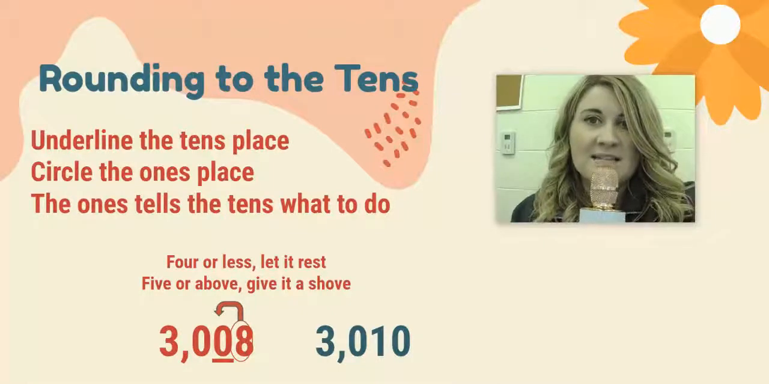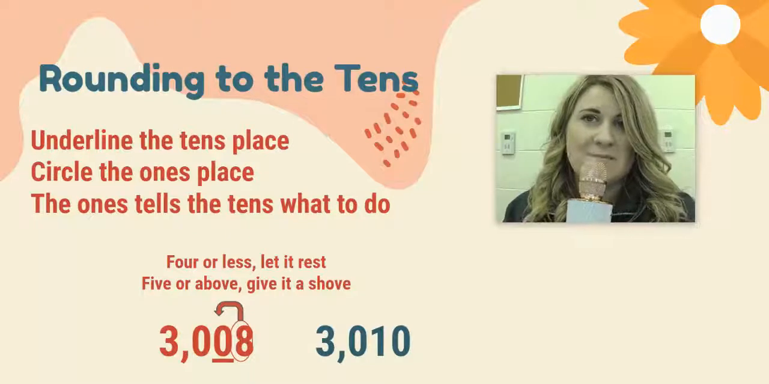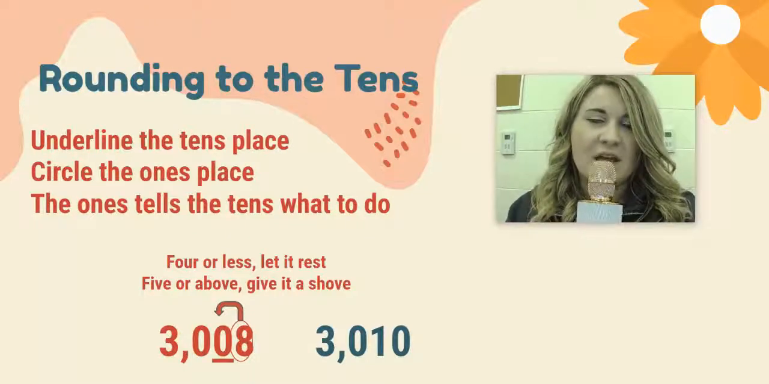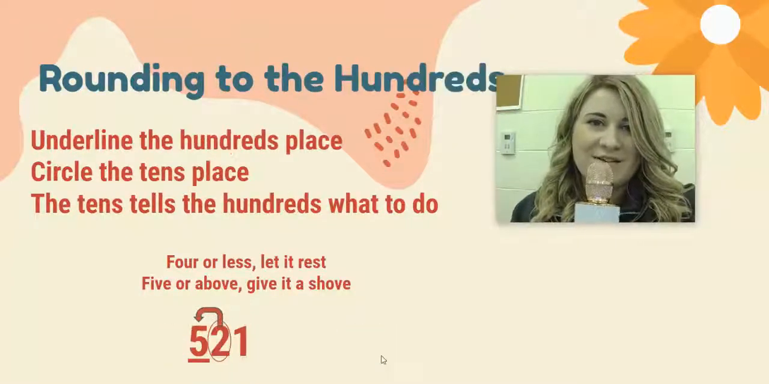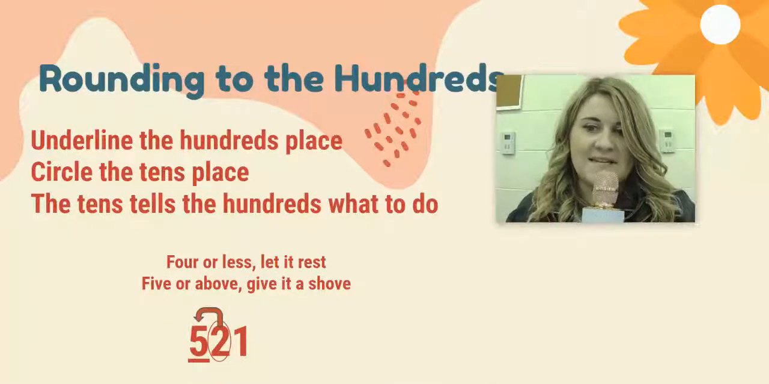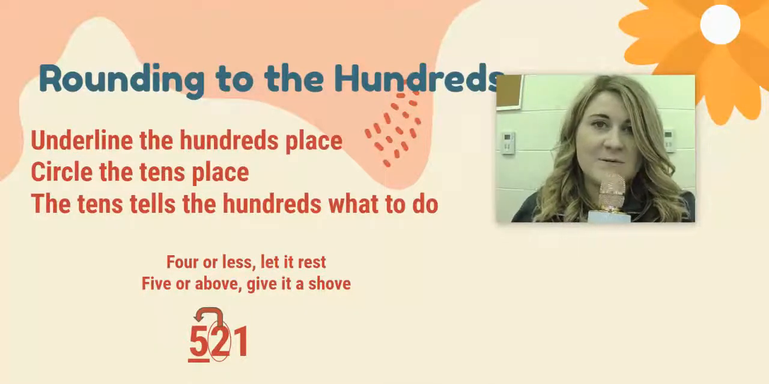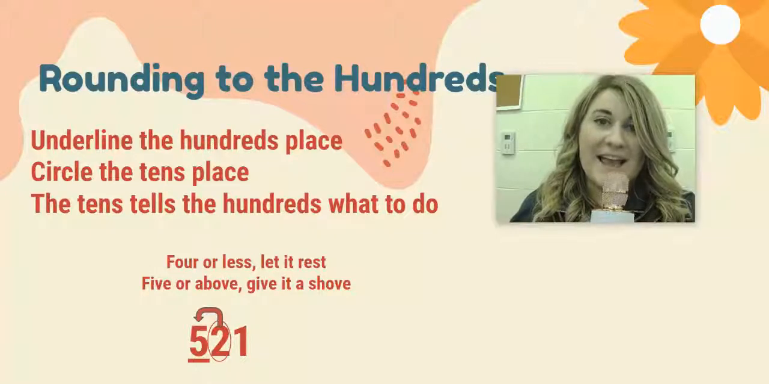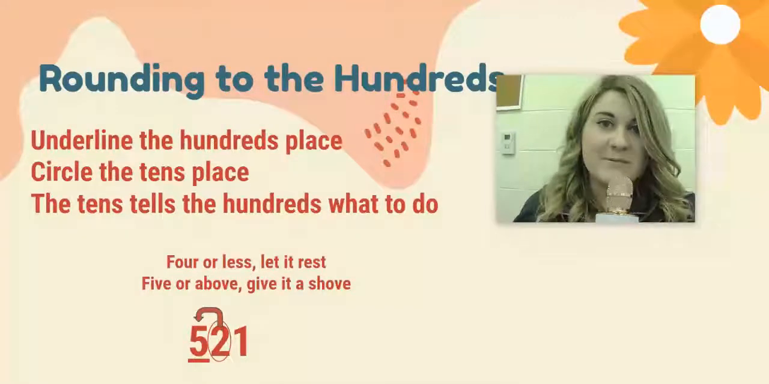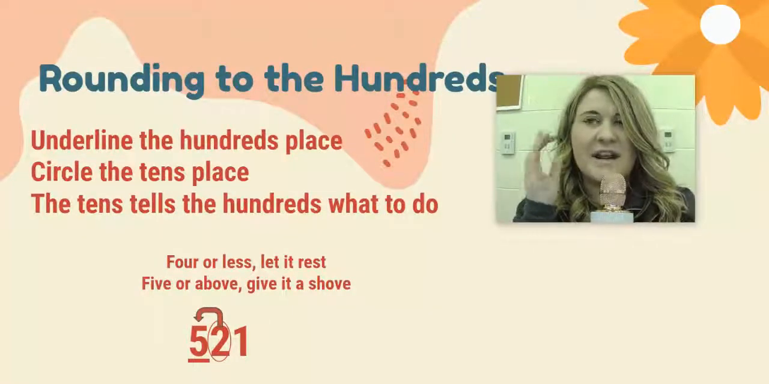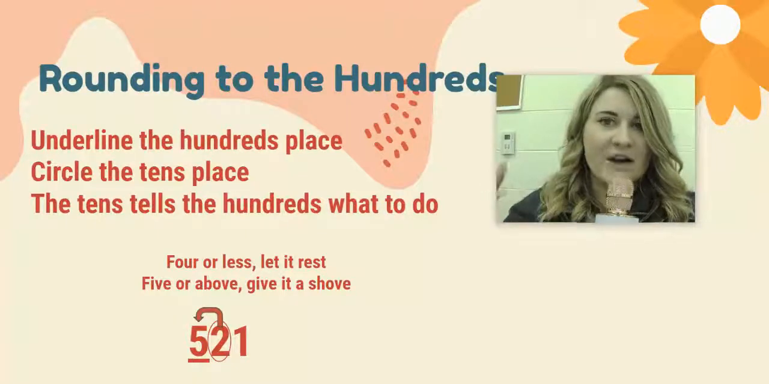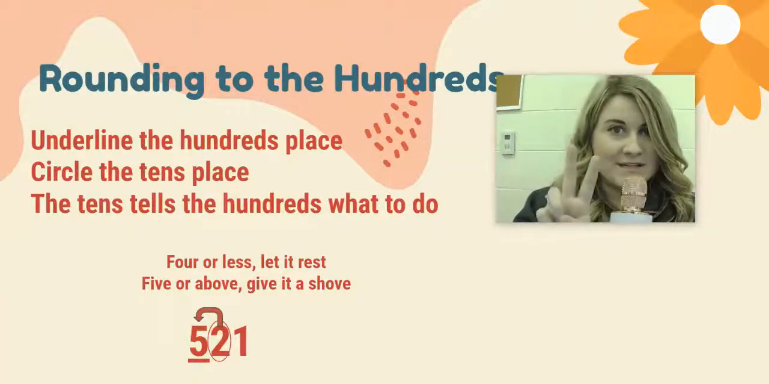If I'm being honest, I think rounding to the tens can sometimes be the hardest place to round to, especially in these bigger numbers because it gets kind of confusing. So let's talk about rounding to the hundreds next. This is the same idea, except now instead of underlining the tens place, we're underlining the hundreds place. And when you're rounding to the hundreds place, if you think of the number 100, it has 2 zeros. So all of our answers are going to have at least 2 zeros in them.